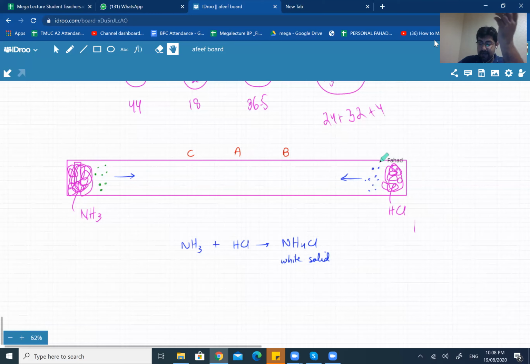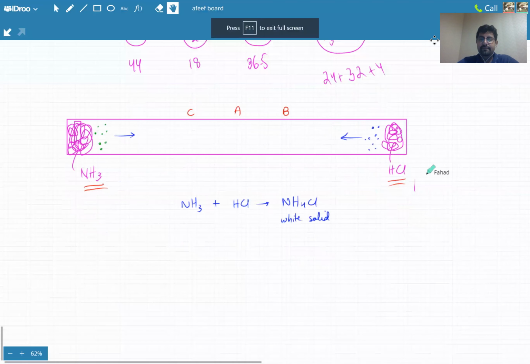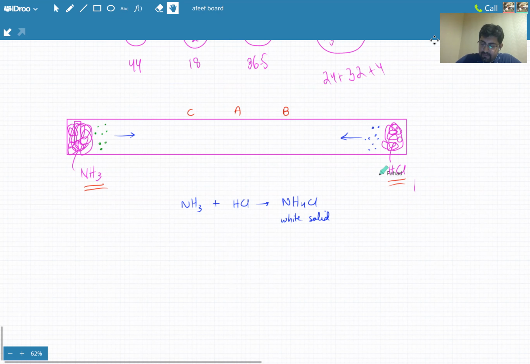Which one? Decide which one has the smaller particles. Is it this one? You need to look at the periodic table. Oh yeah. Okay. So it will meet at B because NH3 is lighter and it has smaller particles.